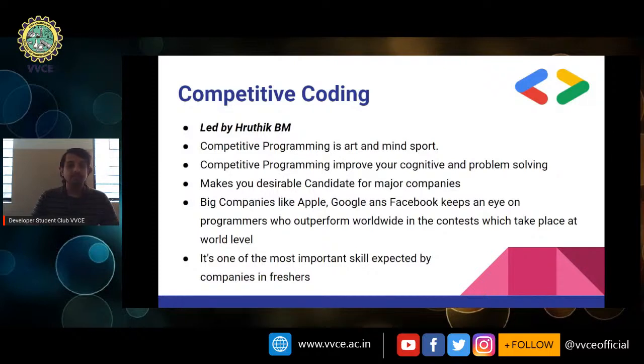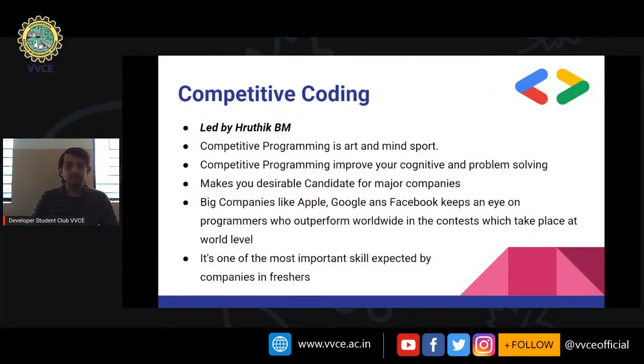It is also one of the most important skills expected by companies of freshers. Please keep this in mind, guys. Competitive coding will help you get to places. It will help you a lot in your placement and training sessions.